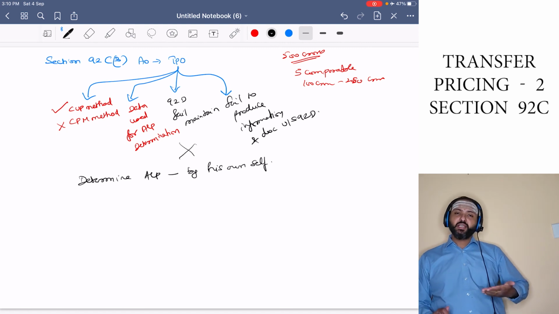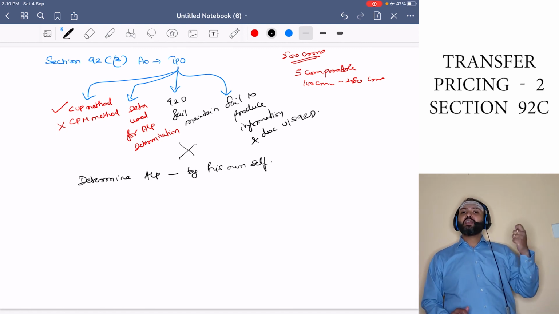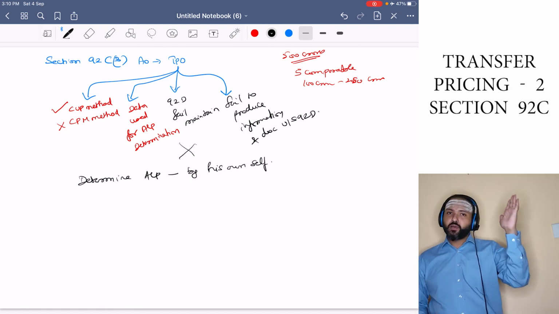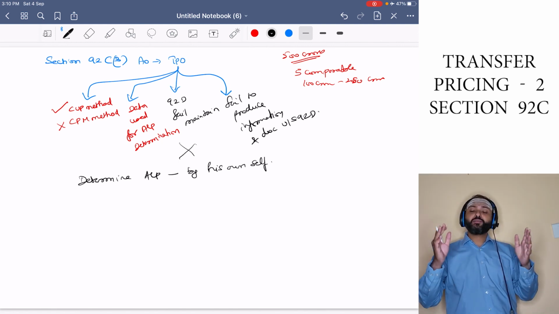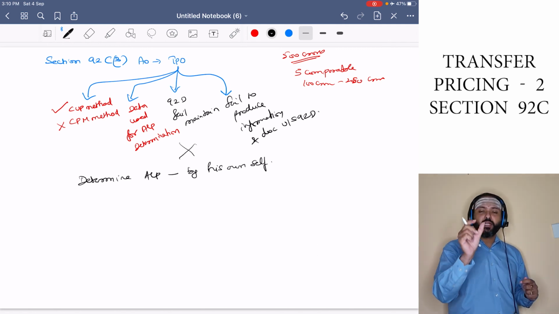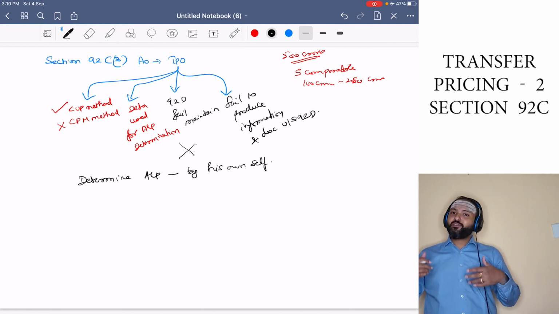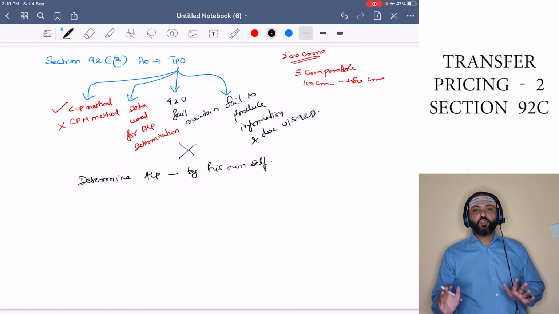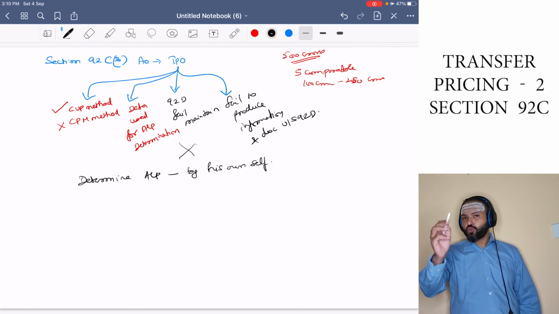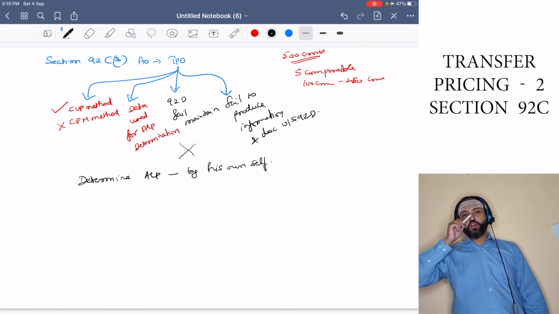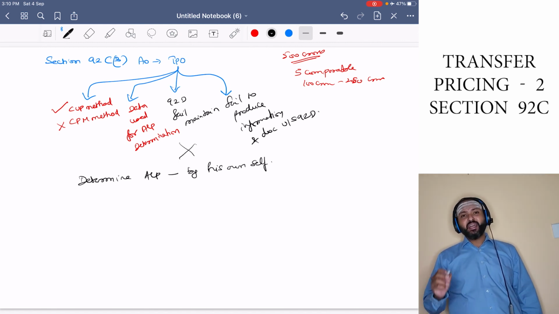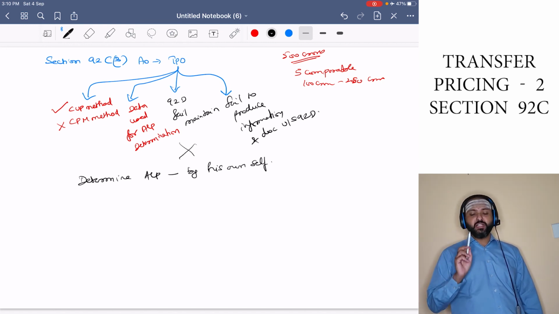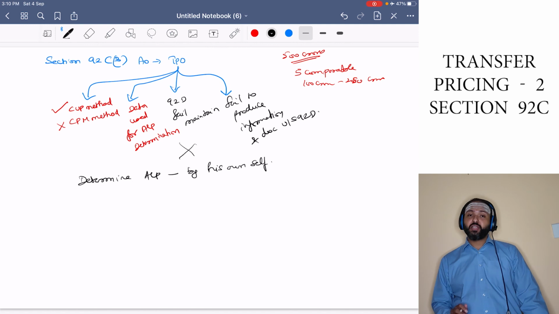So what he will do is, he will send a notice to the assessee calling to show cause why the arm's length price cannot be determined under this method. Show cause why arm's length price has been determined based on these particular comparables. Show cause why you have not produced the data. Show cause why you have not maintained the data. So he will give you a show cause notice. You will have to respond to the show cause notice, and if he is satisfied, he will accept your method. Otherwise, he will go ahead and redetermine the arm's length price by his own self based on the method he feels fit. This is section 92C3.